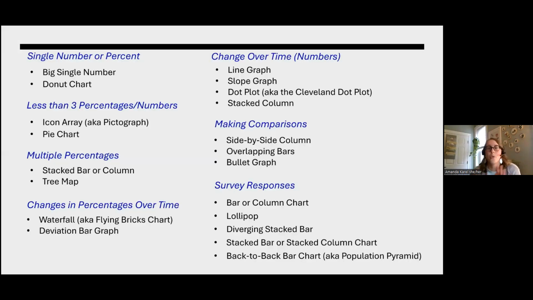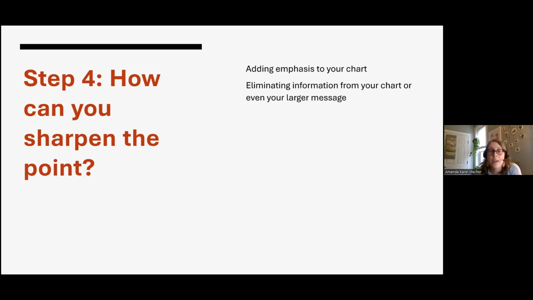So now that we have gone through a lot of options of charts, that's 20 to be precise if you were keeping count, and you found the chart type that you were hoping to use based on what you're trying to accomplish and what your audience needs, it's really time for the next step in the data visualization process. And this is probably the aspect of data visualization that's the most fun. And that's when you're trying to sharpen the point that you're trying to make. In this step, we're working to add emphasis to your chart and eliminate information that's getting in the way of helping inform that larger message.